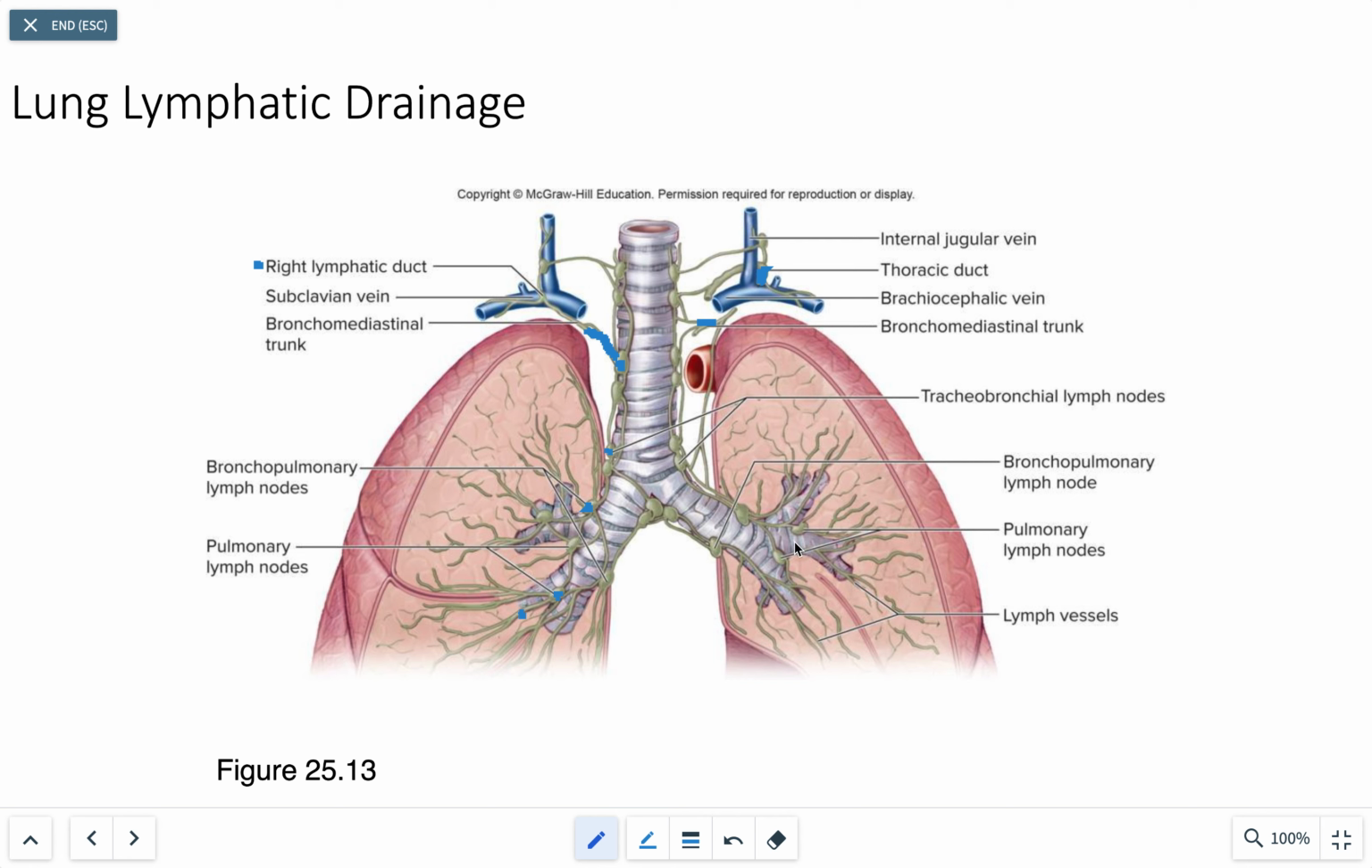So we just have the ability for the left and the right lung. They're eventually going to terminate either in the thoracic duct on the left side, or they're going to terminate in the right lymphatic duct on the right side.